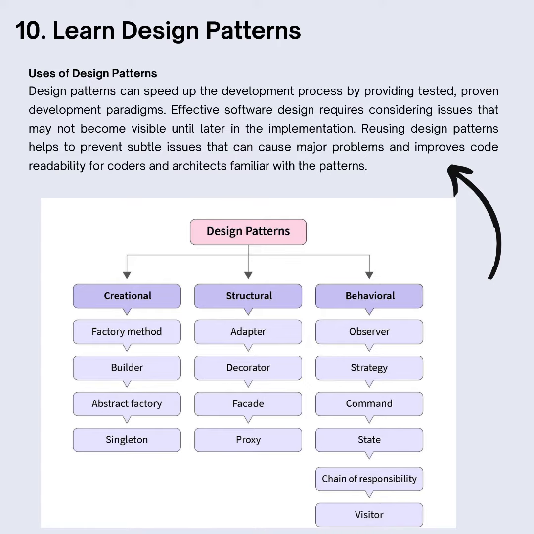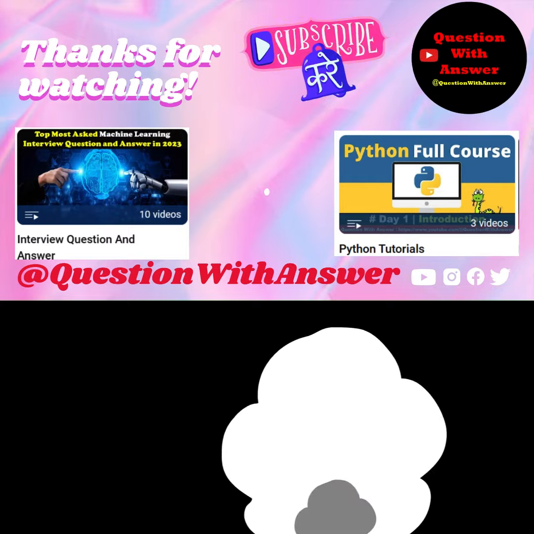Uses of design patterns. Design patterns can speed up the development process by providing tested, proven development paradigms. Effective software design requires considering issues that may not become visible until later in the implementation. Reusing design patterns helps to prevent subtle issues that can cause major problems and improves code readability for coders and architects familiar with the patterns.